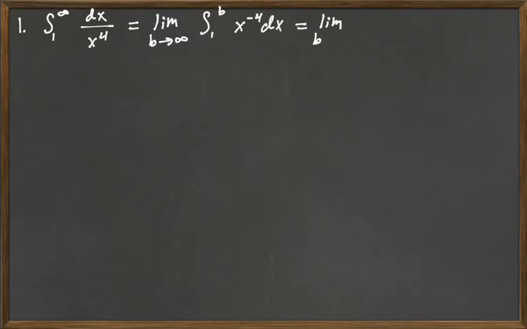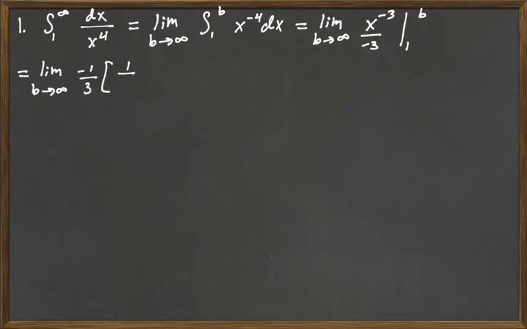Look at example 1. We're going to find the integral from 1 to infinity of dx over x to the fourth. This means the limit as b goes to infinity of the integral from 1 to b. Let's rewrite 1 over x to the fourth as x to the negative 4 dx. So it's the limit as b goes to infinity, and we'll integrate. We add 1 to the exponent, divide by the exponent, and evaluate from 1 to b. So this is the limit as b goes to infinity of negative 1/3 times 1 over b cubed minus 1 over 1 cubed. We'll evaluate, and then take the limit.